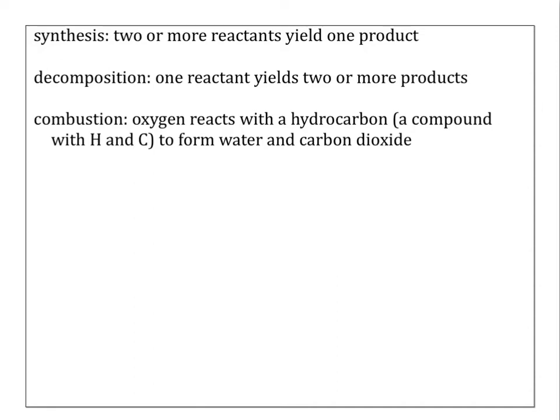Just to review quickly, remember that a synthesis reaction starts with 2 or more reactants and yields only one product. These reactants can be elements or compounds. Decomposition is the opposite of synthesis. One reactant will yield 2 or more products. These products can be elements or compounds. And finally, with combustion, we have a hydrocarbon, something with hydrogen and carbon, reacting with oxygen, and that always produces water and carbon dioxide.